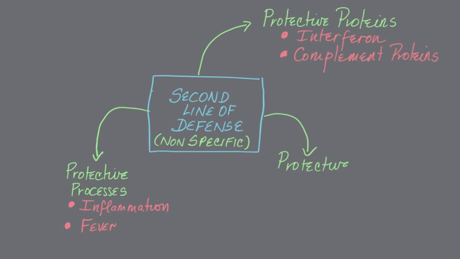We will take a look at two major protective cells at the second line of defense, and they are the natural killer cells and the phagocytes. The natural killer cell is a kind of lymphocyte, and the phagocyte is the macrophage or monocyte.